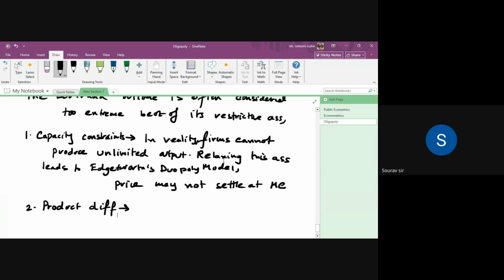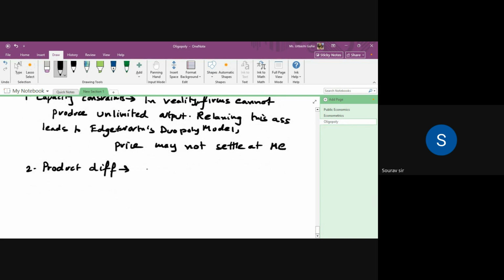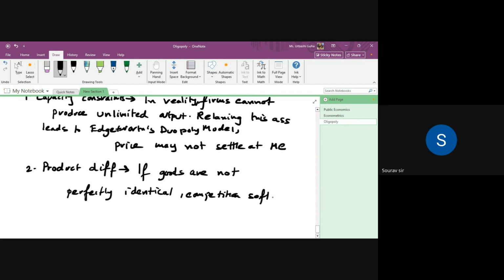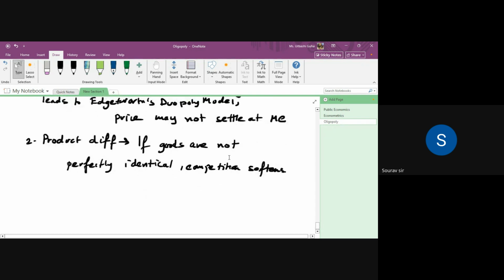Product differentiation means if goods are not perfectly identical, competition softens. Correct? That we all know. So, the Bertrand model is with differentiated products.